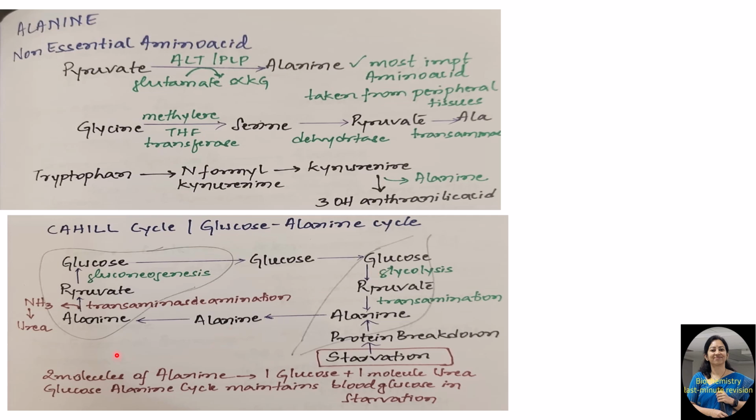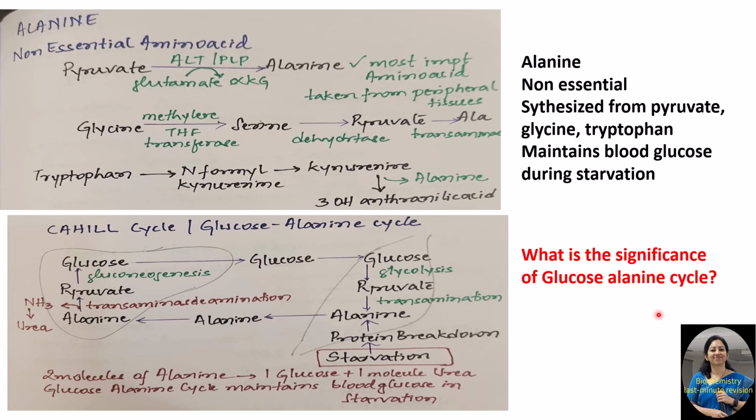So what you need to remember is that from 2 molecules of alanine, 1 molecule of glucose and 1 molecule of urea is formed. So the main purpose of this glucose alanine cycle, also called the Cahill cycle, is to maintain the blood glucose in starvation. So the question can be asked as what is the significance of the glucose alanine cycle? Just to summarize alanine metabolism, it's a non-essential amino acid synthesized from pyruvate, glycine, tryptophan, and alanine plays an important role in maintaining the blood glucose during starvation.